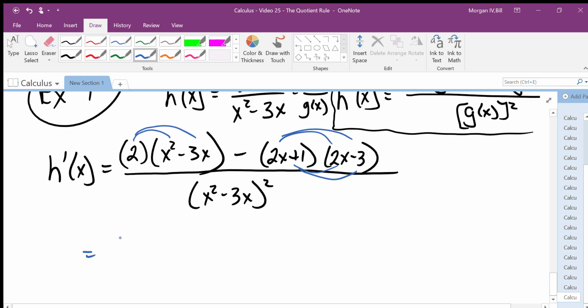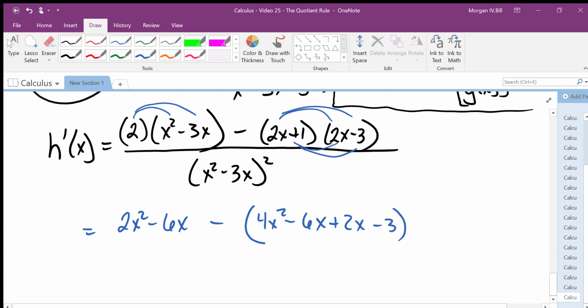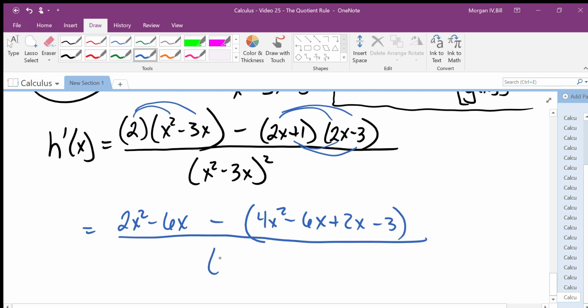2 times x squared is 2x squared. 2 times negative 3x is negative 6x. Minus, parentheses, 2x times 2x is 4x squared. 2x times negative 3 is negative 6x. 1 times 2x is 2x. 1 times negative 3 is negative 3. All still divided by x squared minus 3x, squared.